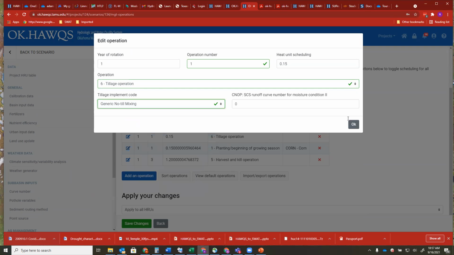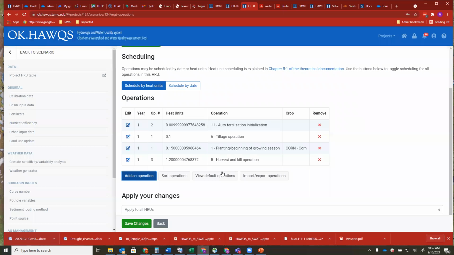Then you select OK. So I'm going to do this at a week before the planting. Okay. So it automatically changes the stuff actually. So here is your tillage operation at 0.1. And then you can add another operation if you want.